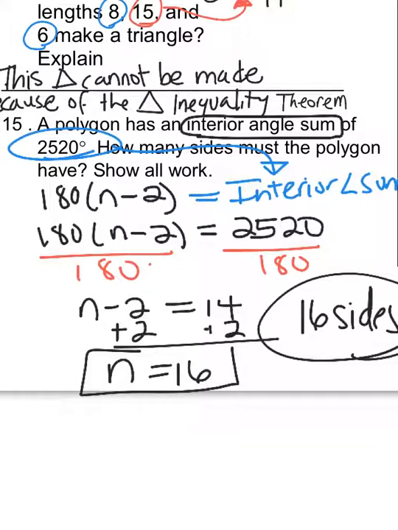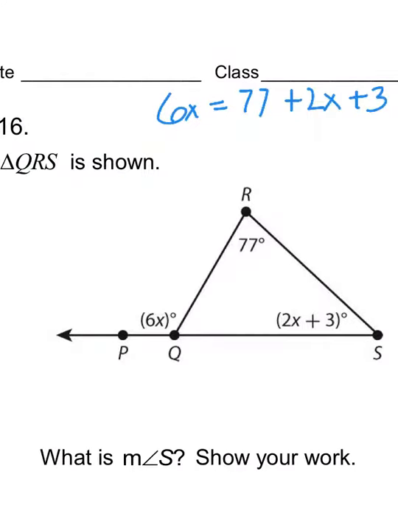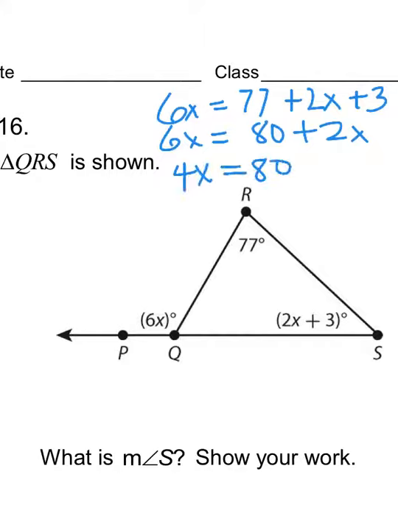My number 16 is an exterior angle theorem problem again, which means that I can add the R with the S, add those together, and they should equal the 6x. So set up your equation, which we end up with 6x equals 77 plus 2x plus 3. 6x equals 80 plus 2x. Subtract the 2x on both sides. 4x equals 80. X equals 20.